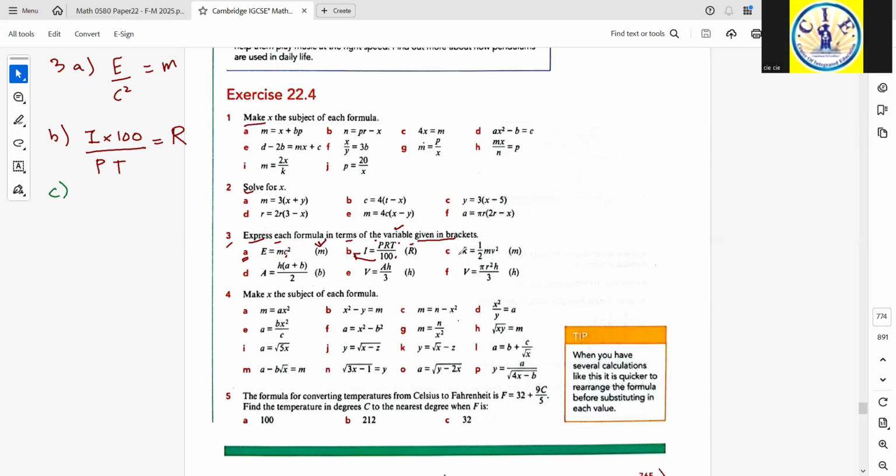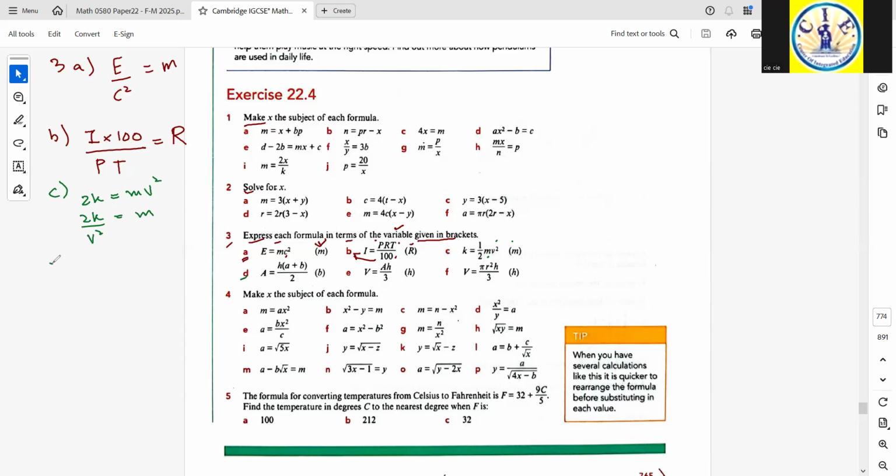Okay, in part C, again we need to make M the subject. With M, 2 is being divided. So I'm going to shift this 2 to the other side. It will get multiplied, the first thing. Then with M, V square is being multiplied. So when I shift this V square to the other side, it will get divided. So this is the value of M, or the formula has been expressed in terms of M.